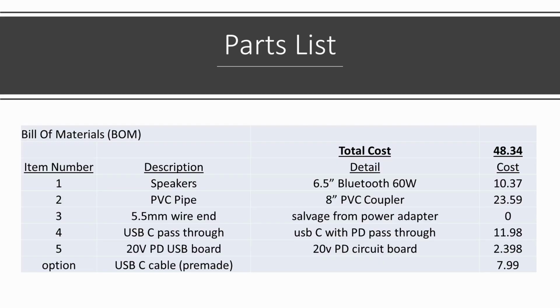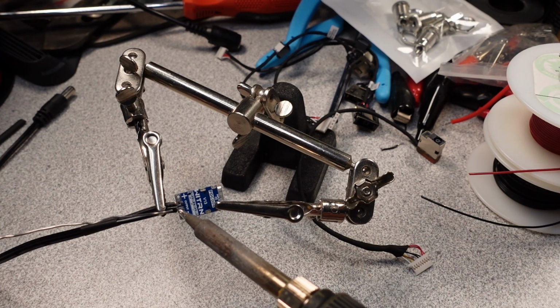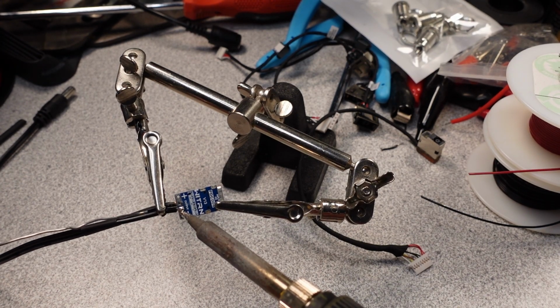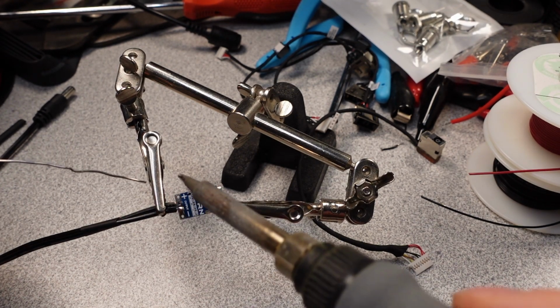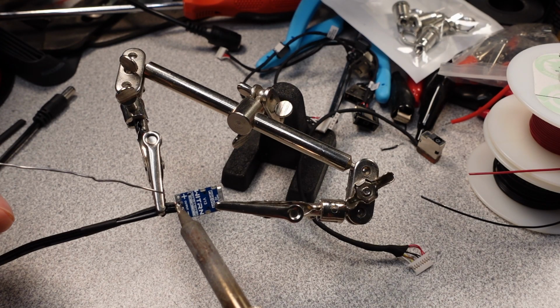So here's a parts list for the whole project. The speakers, box, USB pass-through are all pretty obvious, but you'll notice a few additional items here. The 5.5mm cable connector, a little heat shrink, and a little bit of soldering to a USB-C 20-volt negotiation board means we can just plug in the speakers directly to USB-C and pull the full 20 volts when it's available.